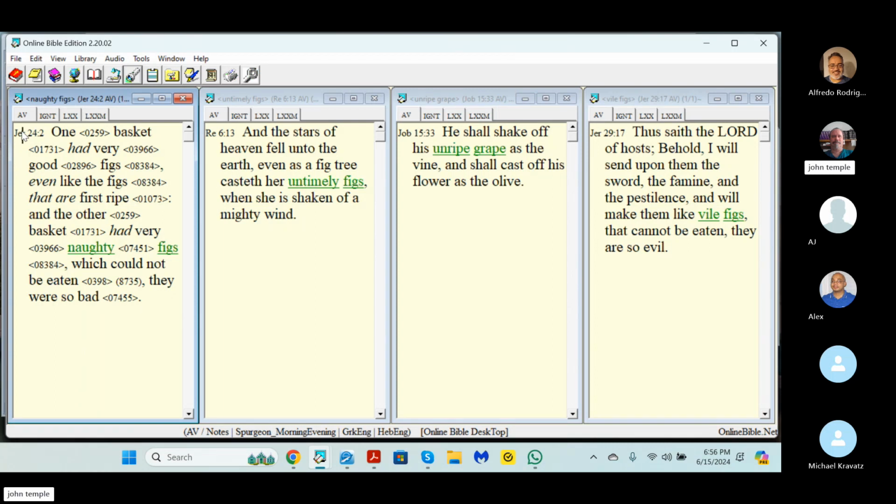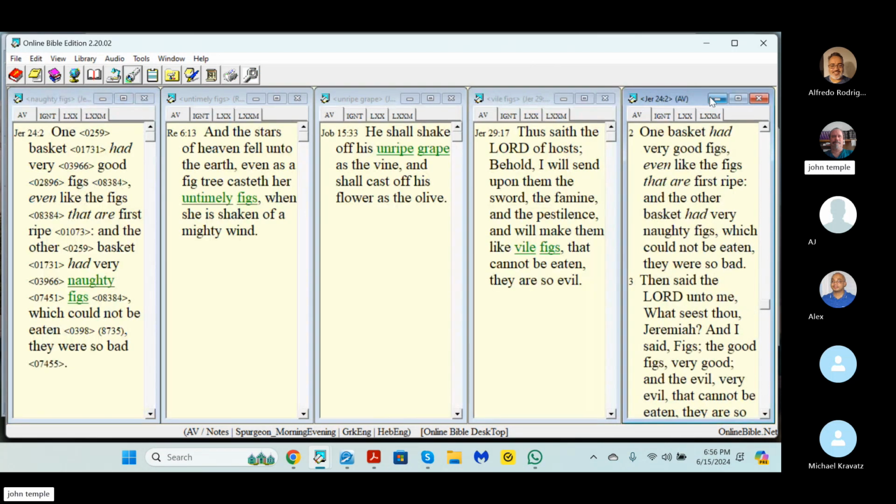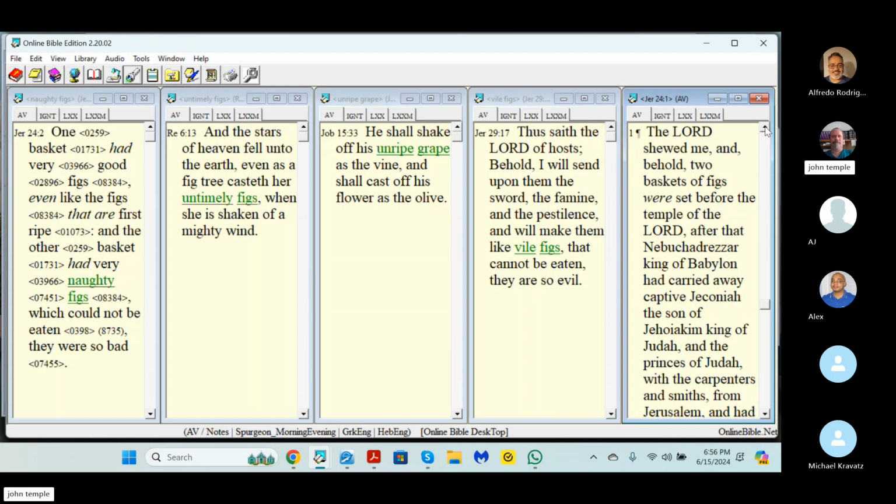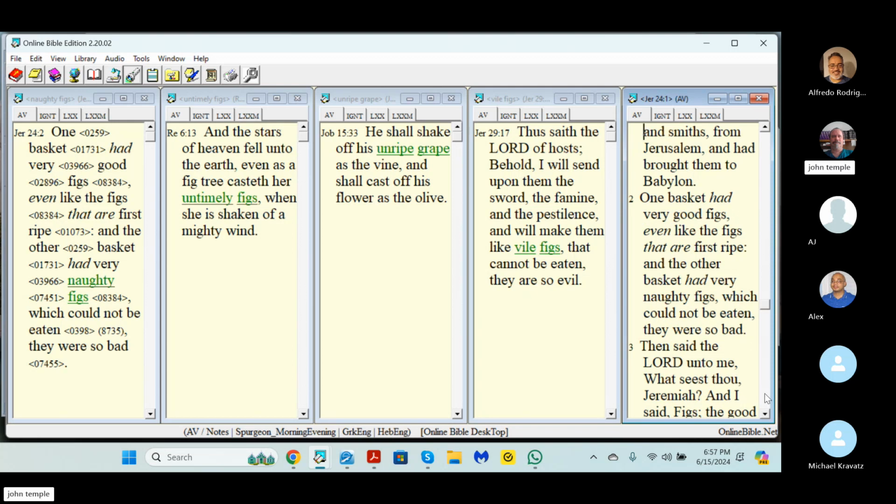And if we look at that in context, we can see that the Lord showed me, and behold, 2 baskets of figs, which were set before the temple of the Lord. After that, Nebuchadnezzar, the king of Babylon, had carried away captive Jeconiah, the son of Jehoiakim, king of Judah, and the princes of Judah with the carpenters and the smiths. So this wasn't the 586 one. This was the one that was on like 605 or the 598 when they went over, and they took them over in the peaceful captivity, I guess you would call it. And he had brought them to Babylon.